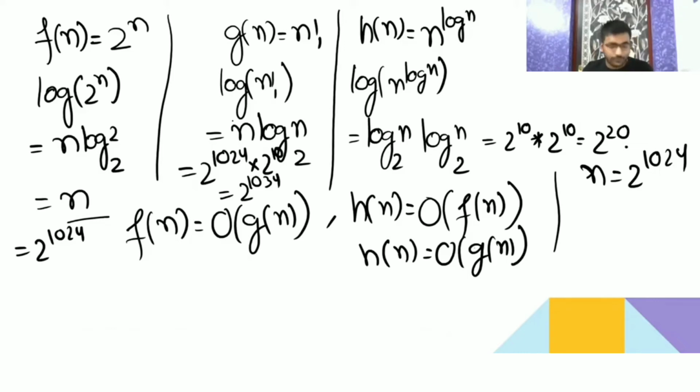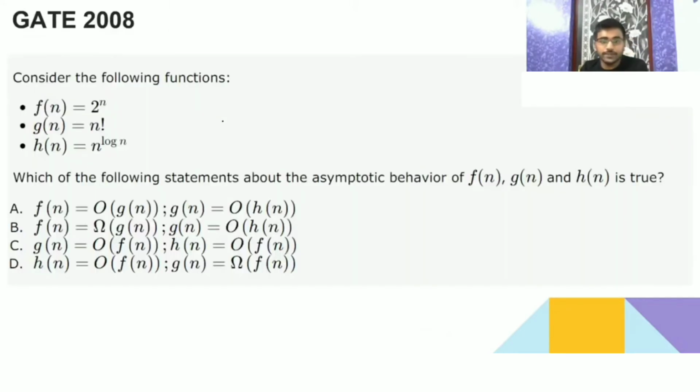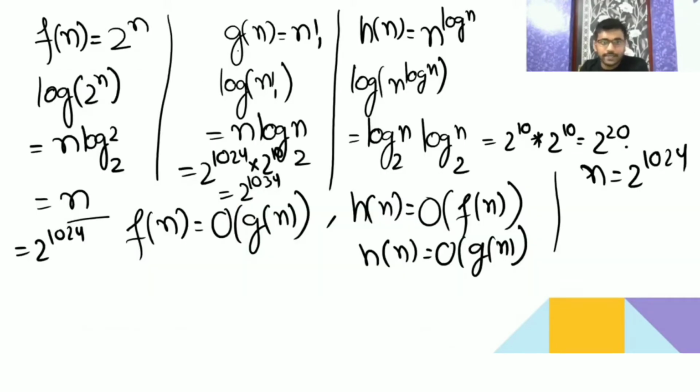Now see, which option is satisfying? Hn is equal to big O of Gn. See, here it is saying Hn is big O of Gn. Yeah, this is true. Hn is big O of Gn, correct. This is also true. Now see here, Fn, let us take Gn and Hn. In between these two, Gn is greater, so Hn is big O of Gn.